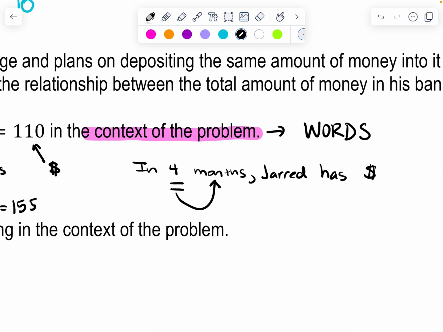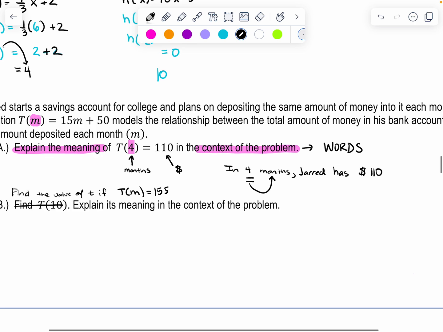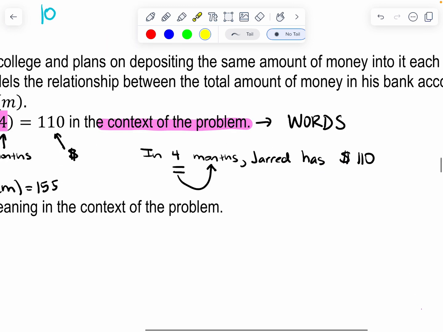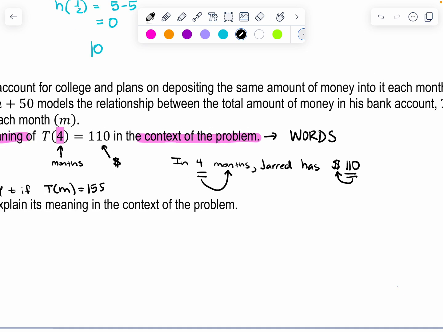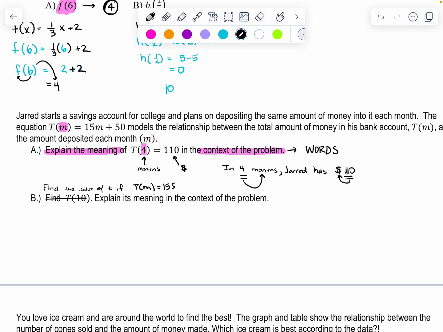And again, what am I doing? I'm taking the 110, which was one of the numbers, and using a word, and in this case, I'm just using a symbol to represent the word money, right? So I'm using the 4 and the 110, and I'm giving them meaning. All right, so that's literally all I'm looking for, is just explain the 4 and the 110. You have to use both of those numbers in the explanation.